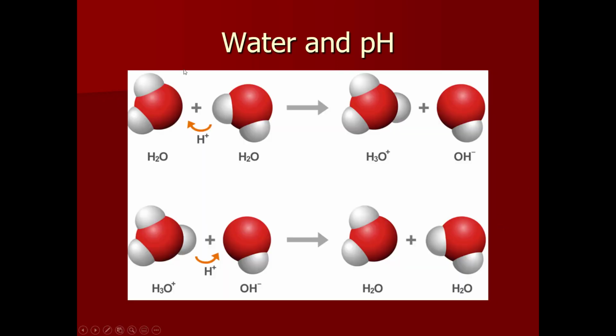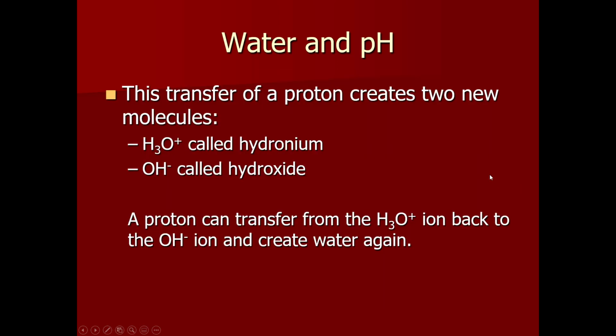And so here you have water and water. This hydrogen can go over to this water molecule, and this will form a substance called H3O plus, which is called hydronium, or it'll form OH minus, which is hydroxide. So someone is giving up a proton and somebody is getting one. This guy got one and this guy gave one up. They can also go back, so you can give back that proton and go back to being two water molecules.